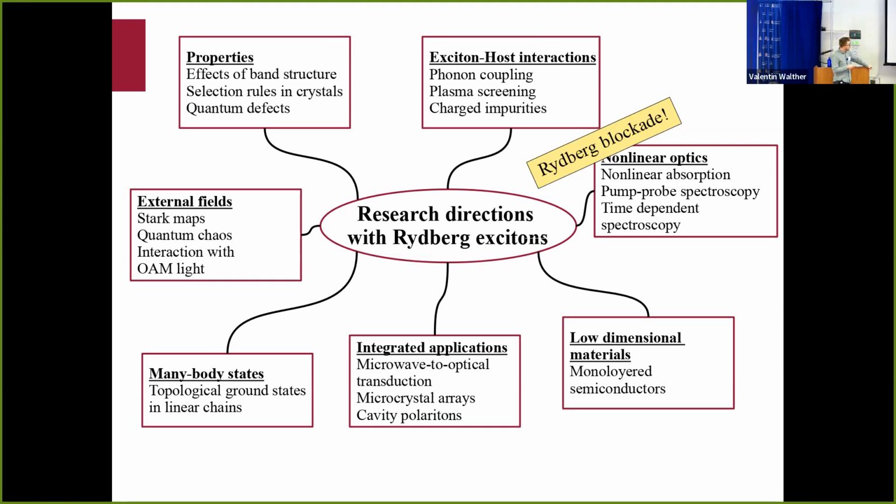And then there are low-dimensional materials. So there's not only cuprous oxide, there are also other materials. And one system that I think is very promising, these low-dimensional materials that in the wake of graphene have really risen to prominence, like transition metal dichalcogenides.